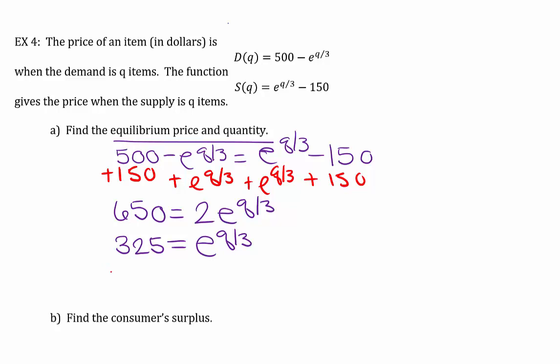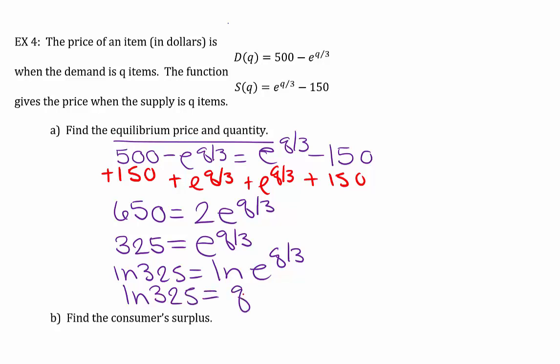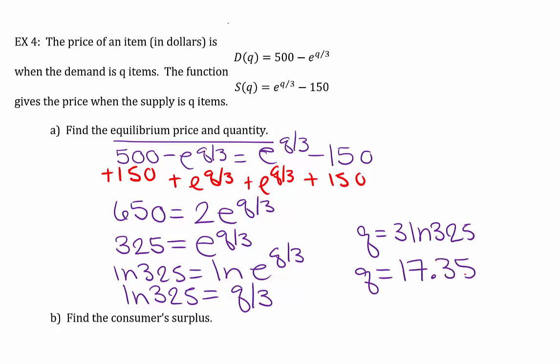To solve this equation, I'm going to take the natural log of both sides. Taking the natural log of an e to the power, those are inverse operations, and they undo each other, and you're just left with Q divided by 3. So Q is going to equal 3 times the natural log of 325. I put that into my calculator, and I got approximately 17.35. So that's my equilibrium quantity.